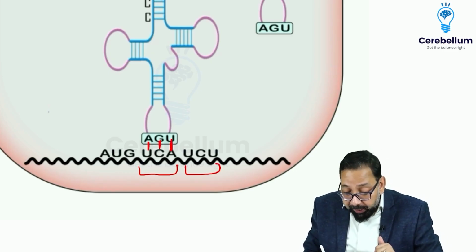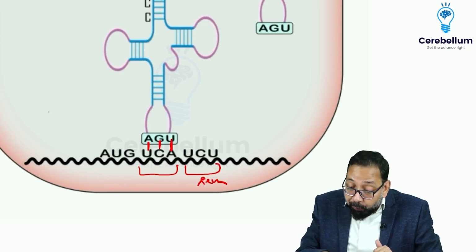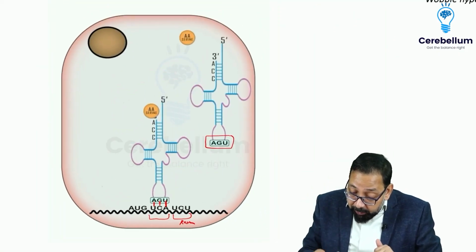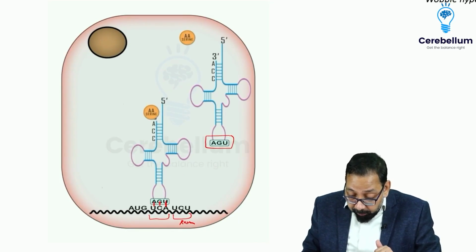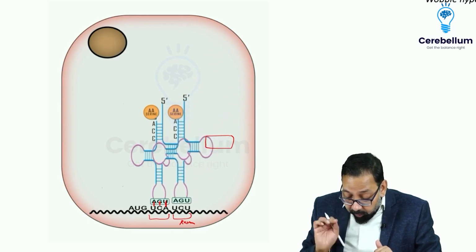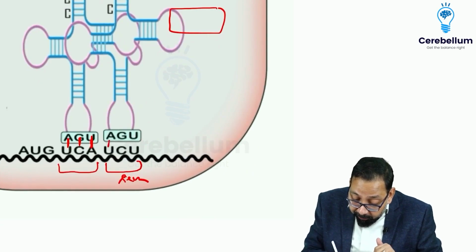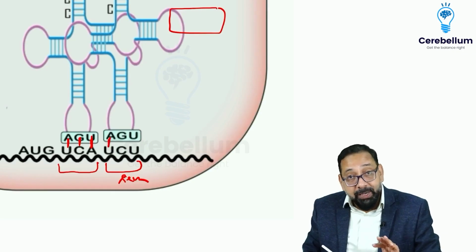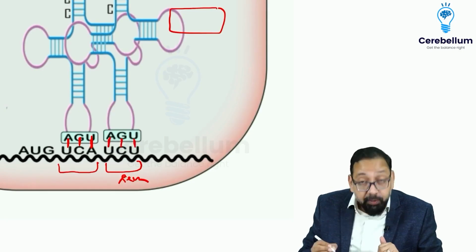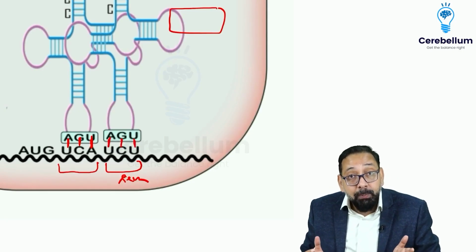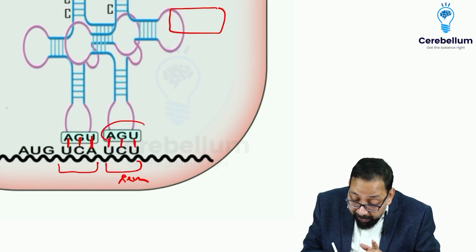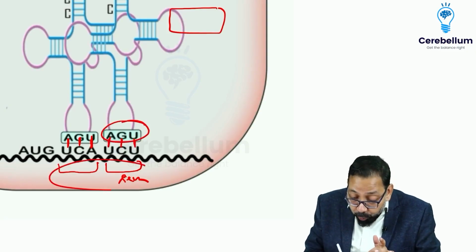U binds with A, G pairs with C, A pairs with U, which means the base pairing rule is followed. Now UCU again codes for serine, but we have only one anticodon. What will happen? A second transfer RNA of serine will come and try to bind with this. A will pair with U, this is the base pairing rule. G will pair with C, base pairing rule, but U will pair with U. Yes, this is abnormal base pairing, but there is no other option because we have only one anticodon for serine and 2 codons for serine.